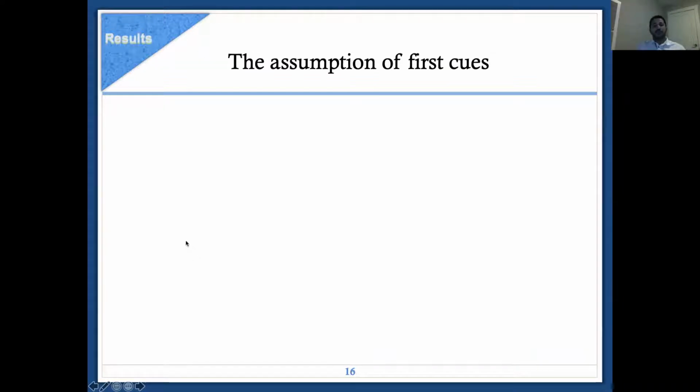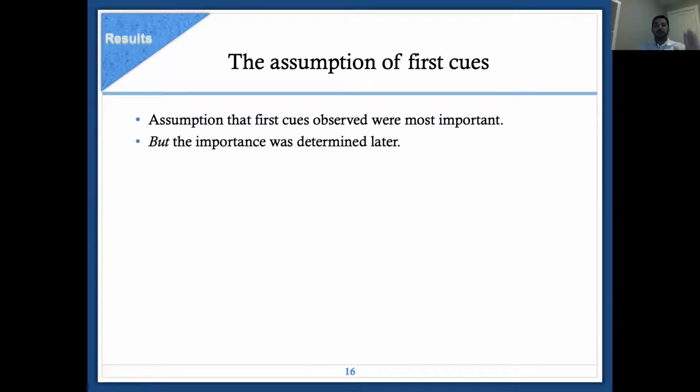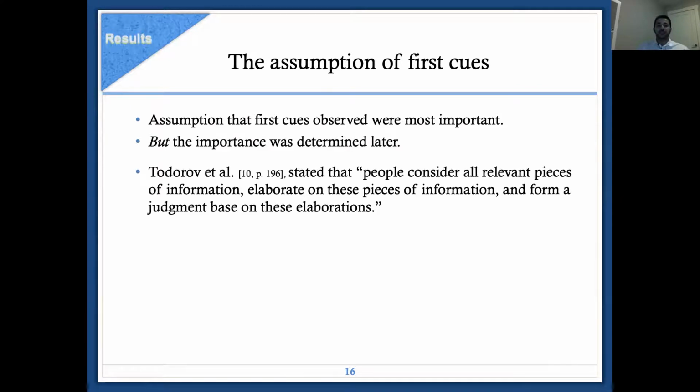And also we have corrected some of the misconceptions reported by earlier researchers. There was an assumption that the first cues observed were the most important ones. However, the importance was determined later. Todorov stated that people consider all relevant pieces of information, elaborate on these pieces of information, and form a judgment based on this elaboration.